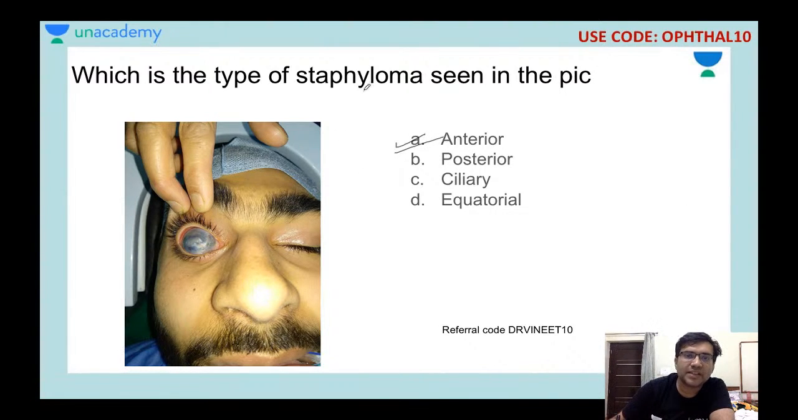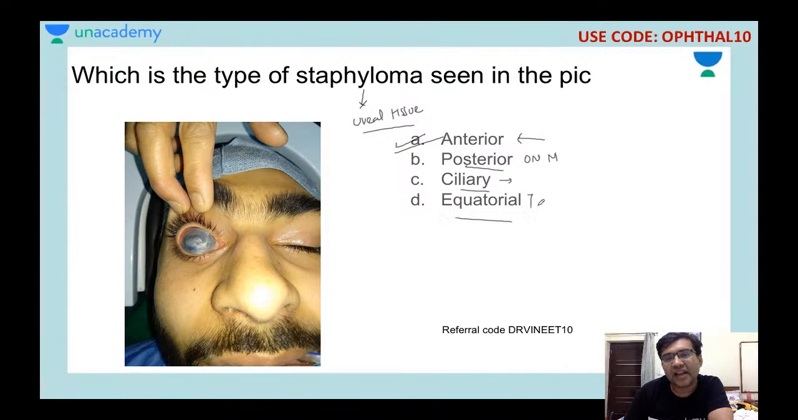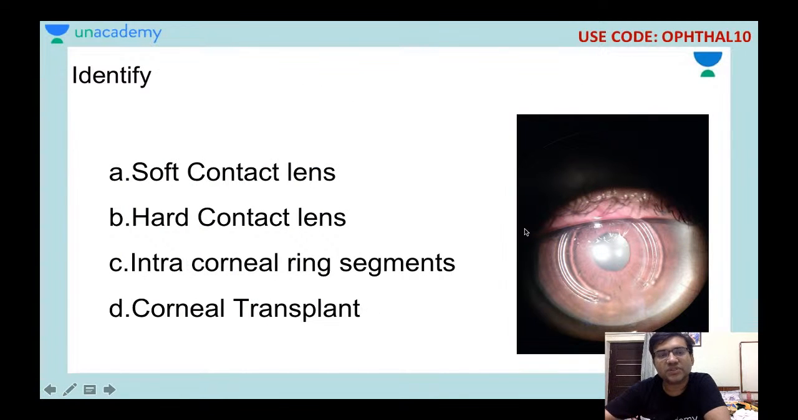Remember, staphyloma is basically the protrusion of the uveal tissue through the thinned out coats. If it is occurring from the cornea, it is called anterior. If it is at the level of optic nerve head and macula, it is called posterior. If it is at the region of ciliary body, it is called ciliary staphyloma. If it is at the vortex veins, where the vortex veins leave the eye, then it is called equatorial staphyloma.